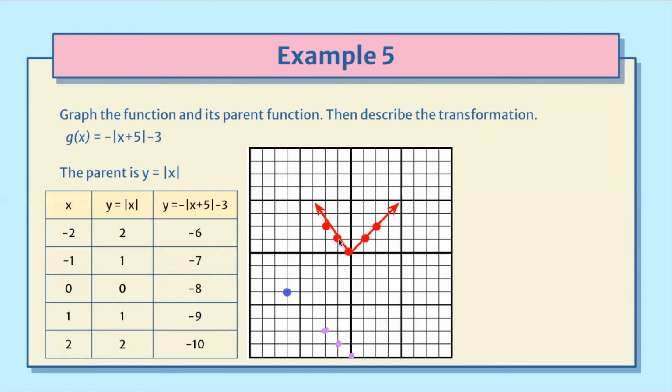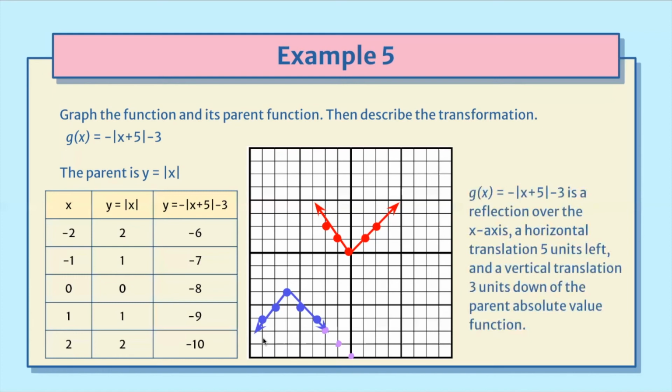Now we're going to move 0, -1. We're going to first reflect it over the x-axis and then move it over 5 and down 3. And we're going to do that for the rest of the points that we have. And we can see that this lines up with the points that were given from the table. And then we can say that g of x is a reflection over the x-axis, a horizontal translation 5 units to the left, and a vertical translation 3 units down of the parent absolute value function. And whenever we're describing transformations or doing transformations, we always do it from left to right.